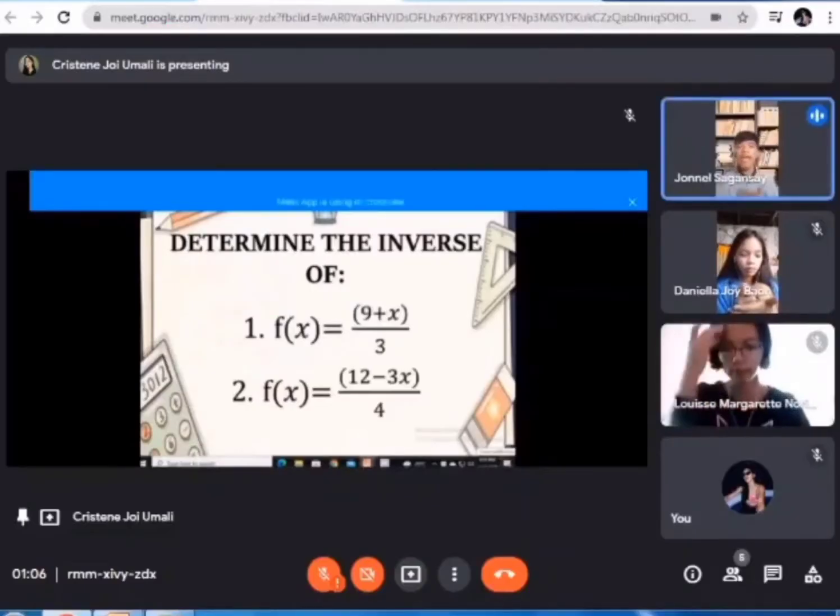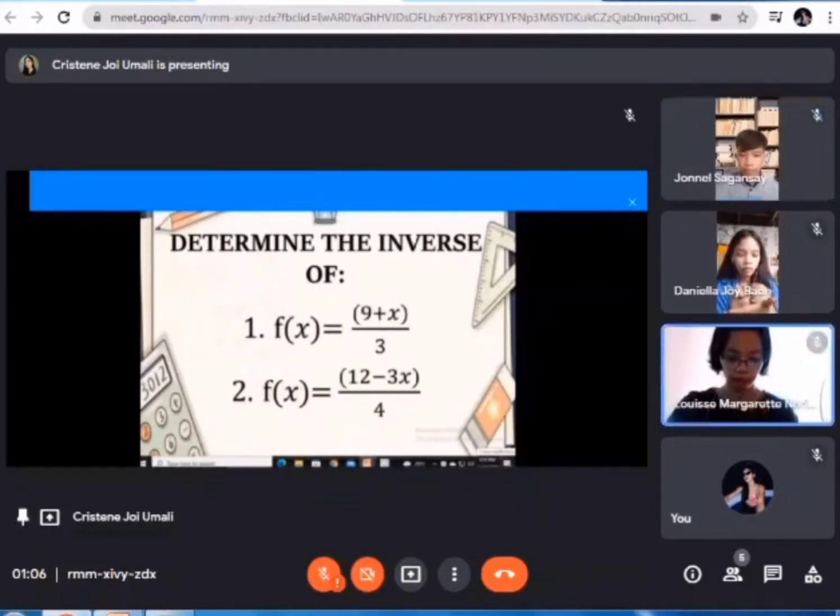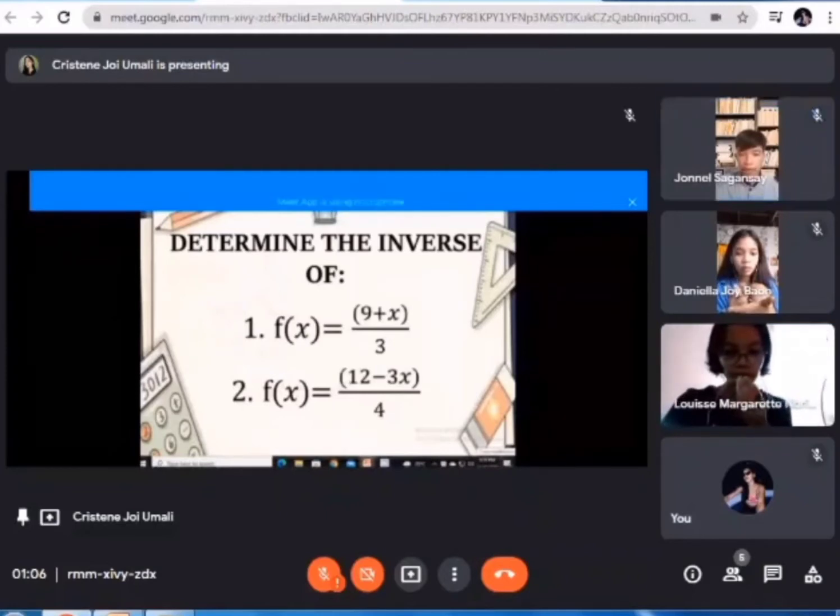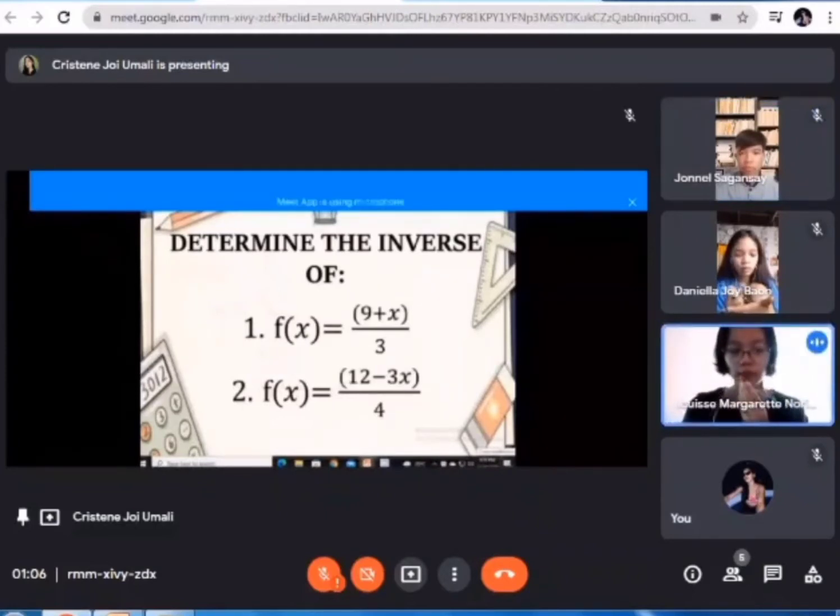Okay, any volunteer of answering the number 1 question? Noriega po. Yes, Noriega. The inverse function of f of x equal 9 plus x over 3 is f raised to negative 1 of x is equal to 3x minus 9 po.